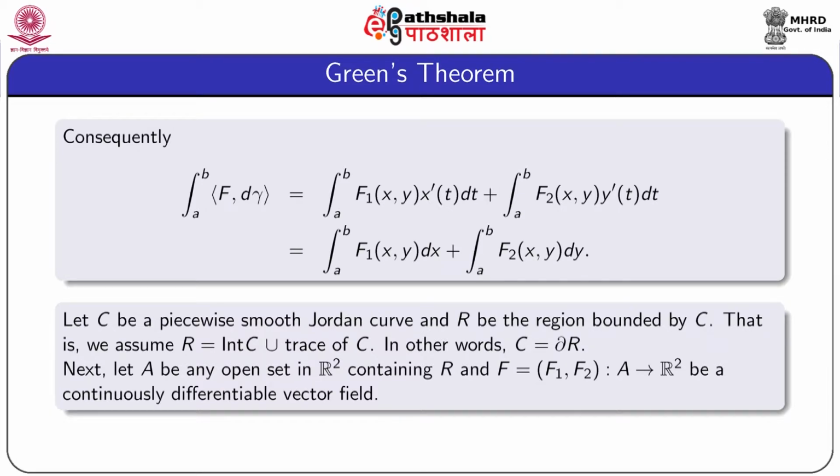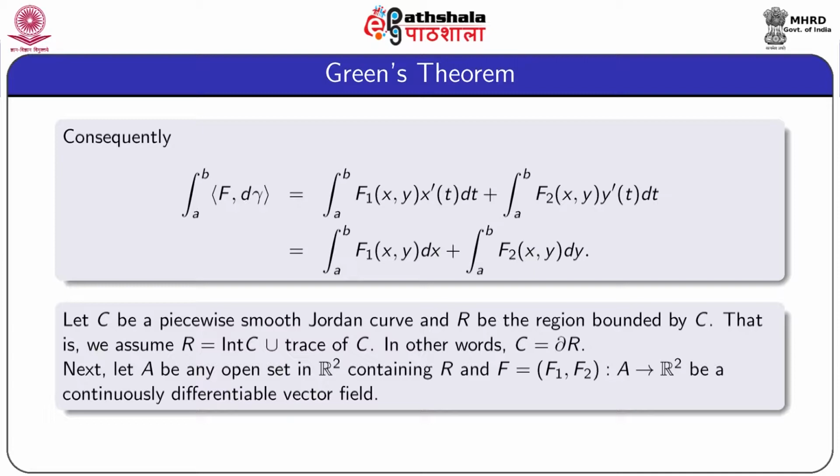Consequently, the line integral of f with respect to gamma, that is integral a to b f dγ, equals integral a to b f1(x,y) x'(t) dt plus integral a to b f2(x,y) y'(t) dt, which equals integral a to b f1(x,y) dx plus integral a to b f2(x,y) dy.